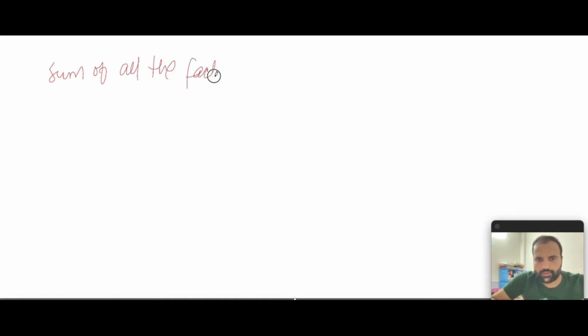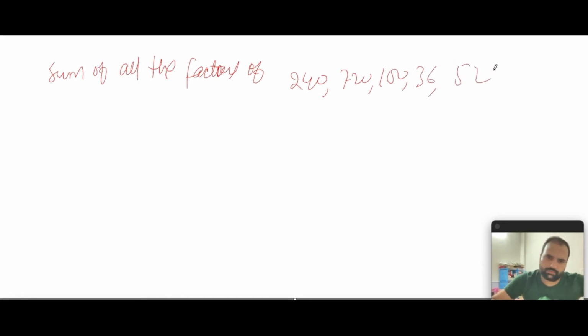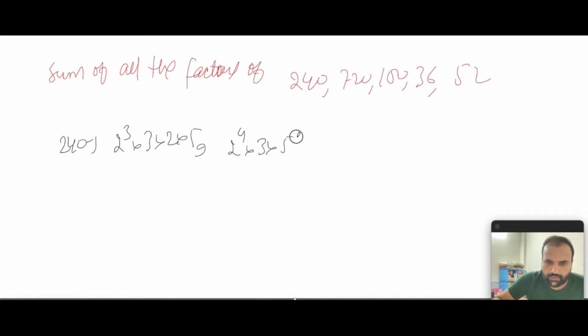Okay, so let's do the sum of all the factors of 240, 720, 100, 36, 52. We'll do this one by one. So 240, 24 into 10, 24 is 8 into 3. So we can write it over here, 2 cube into 3 into 2 into 5, which gives us 2 to the power 4 into 3 into 5. So again, we need to find the sum.